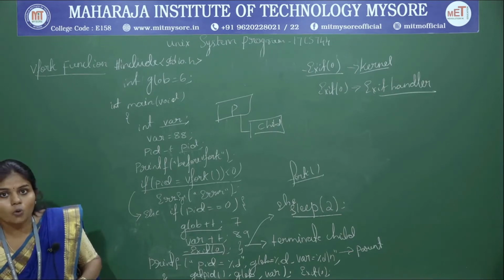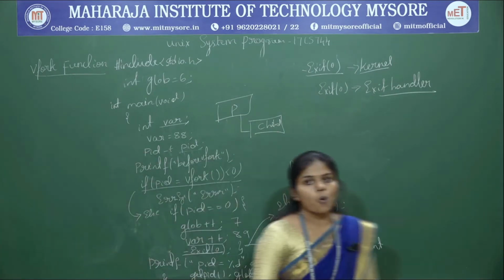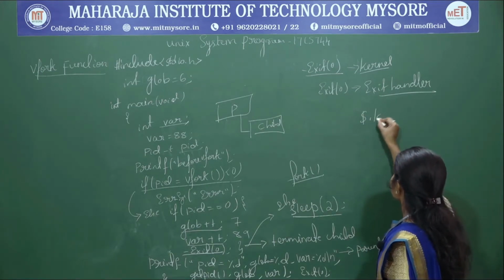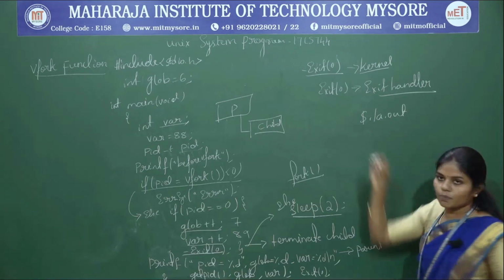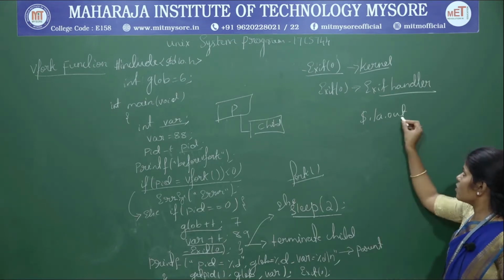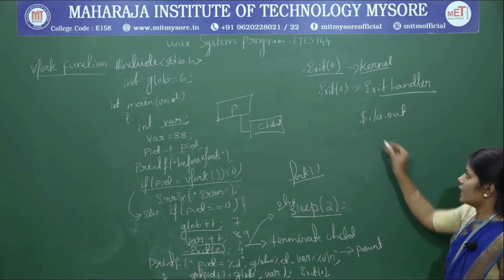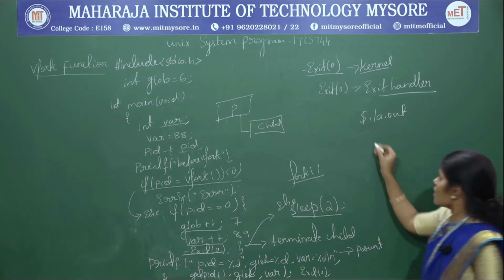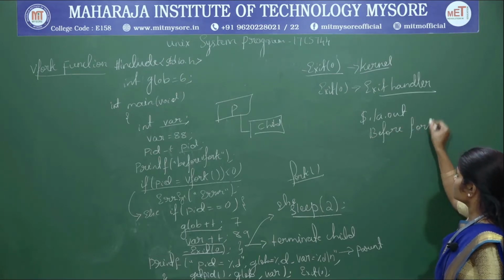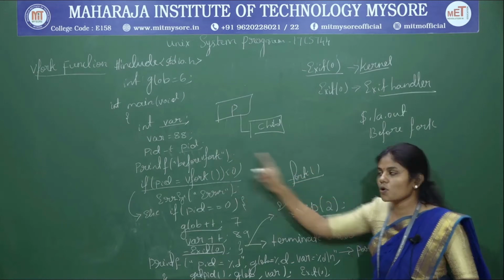So let us see how this program is going to run. What is the output we are going to get? See here, I am going to give the program name and then run the program with the a.out executable file. Next, what is the output I am going to get? First I am going to get the before fork statement.